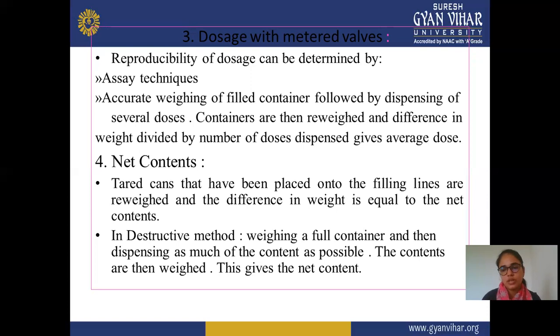After filling that, you discharge or expel out your material at a specific time period, repeatedly, and as much as possible, maybe you empty your complete container, and after that weigh your container and see how much material got expelled out through that container. This is also another destructive test.